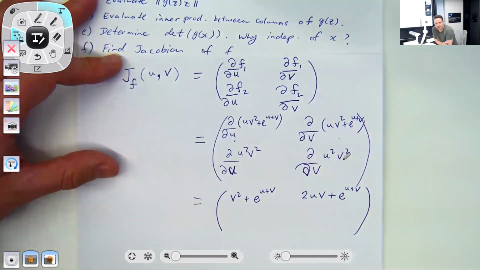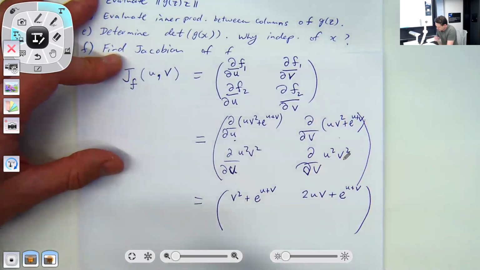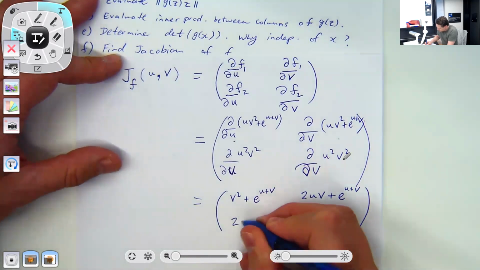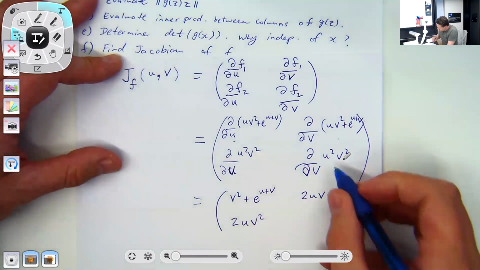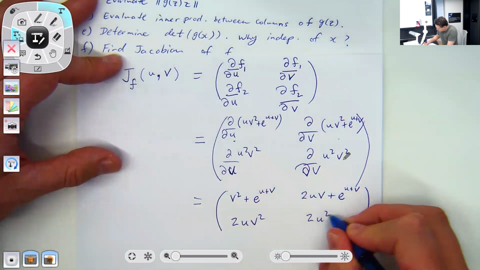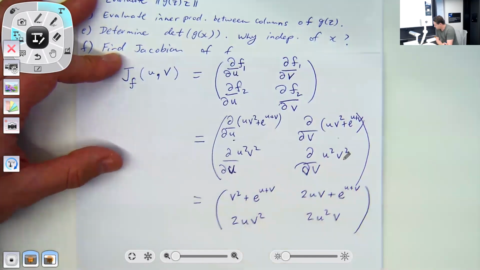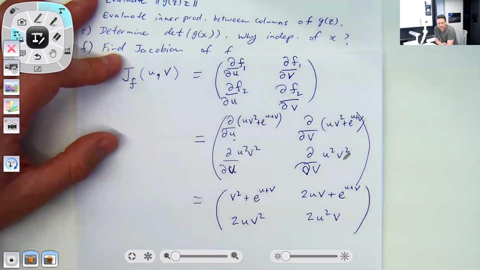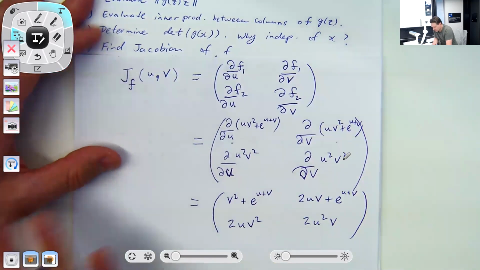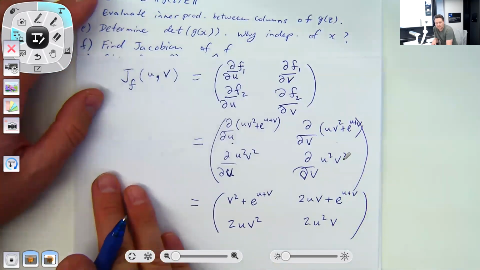Now we're on the second row, so we're differentiating with respect to u. So we have 2uv squared, and then here we have 2u squared v. Is that right? Okay, I think so. And so we've done that. We found the Jacobian of F.